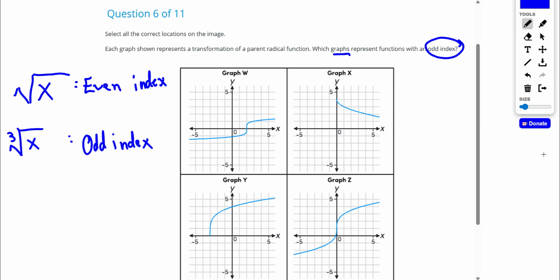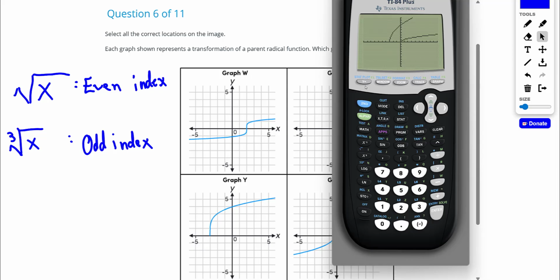But I think just graphing each of these to get an idea of what an odd index versus a general even index graph looks like will be helpful. So let's clear out the last problem. Let's first type in the square root of x to get an idea of what an even index graph looks like. There's the basic shape of an even index graph.